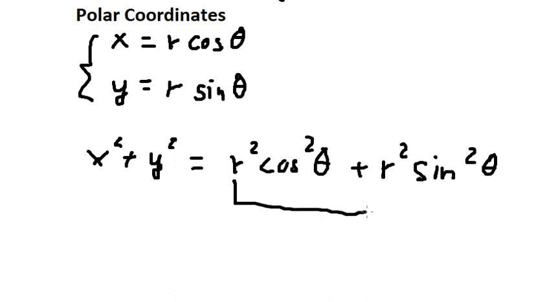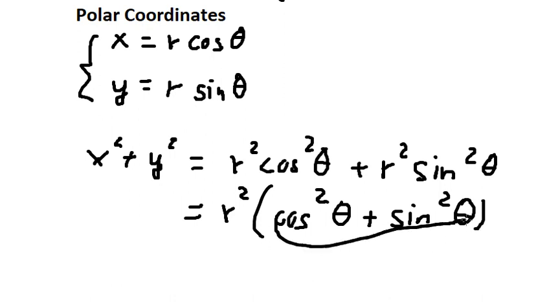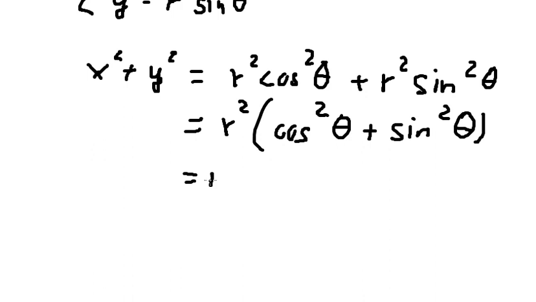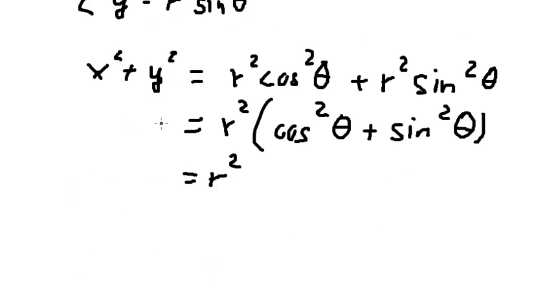And now r squared and r squared we can factorize, and this one is number 1. So we transform into r squared. The next one, dA, that is r dr d theta.